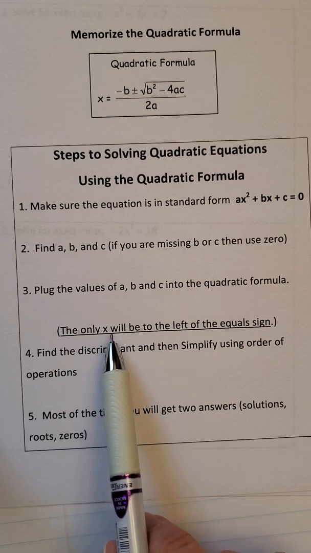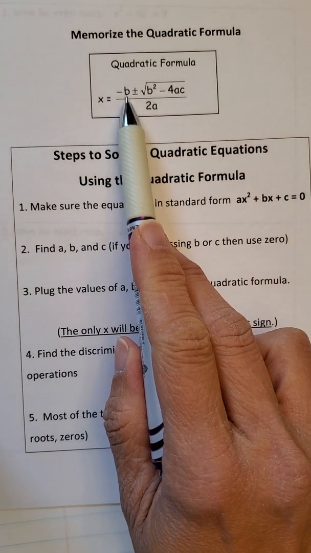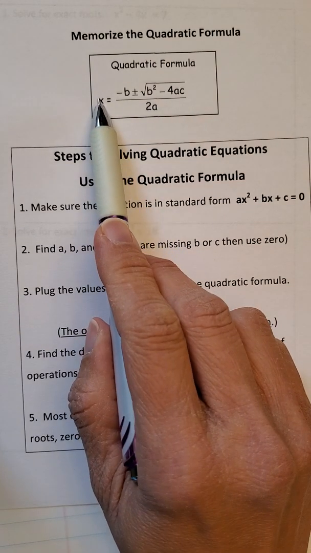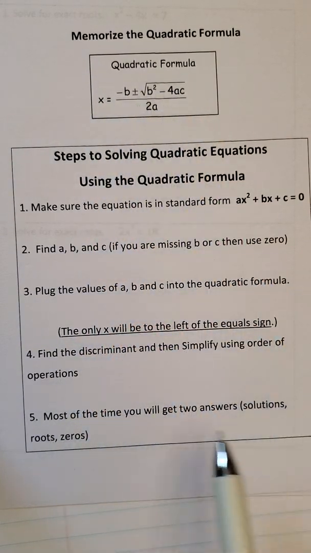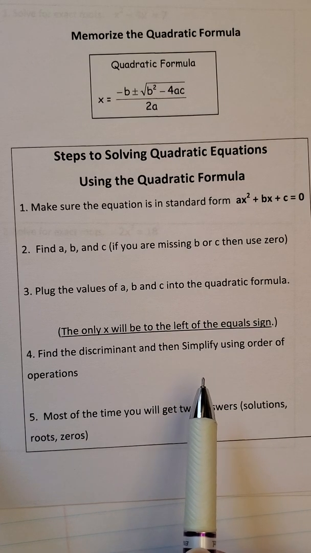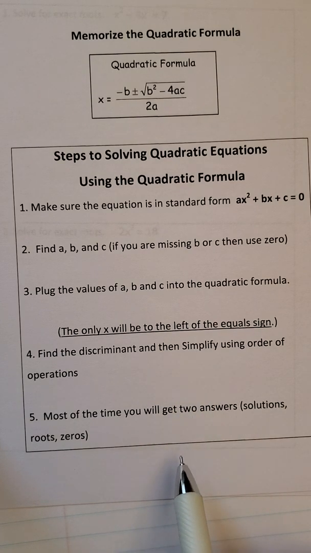So there's only one X. A lot of kids make the mistake. They put an X in with all these. Do not do that. There's one X and it sits over here. A, B, and C are going to be numbers. You're going to find the discriminant, simplify that radical, and then we're going to find our solutions.